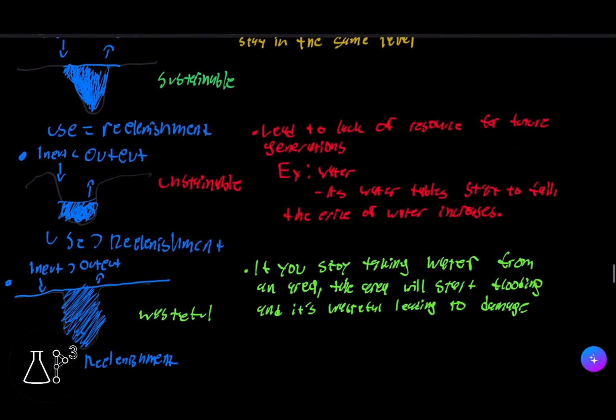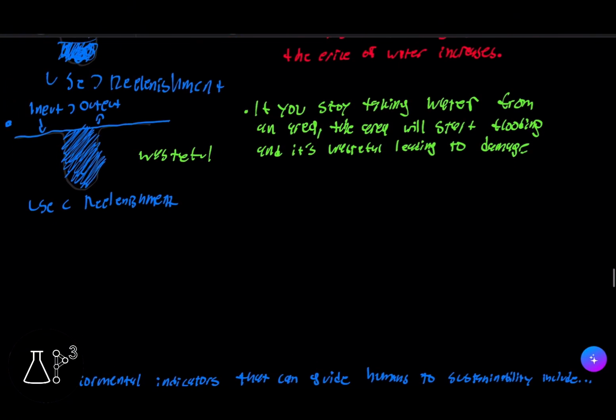And the last example is going to be wasteful. So input is going to be greater than output. So the use of a resource is going to be less than the replenishment of the resource, and it's going to be wasteful. Now, if you stay taking water from an area, the area will stay flooding and it's wasteful, leading to damage. So this is the example of waste when it comes to sustainability.